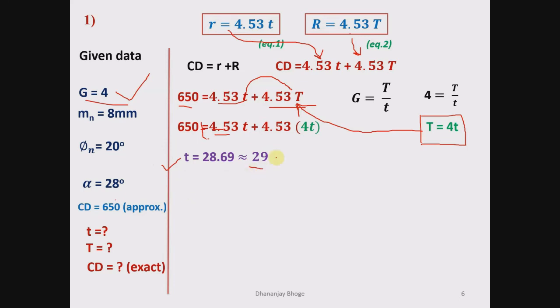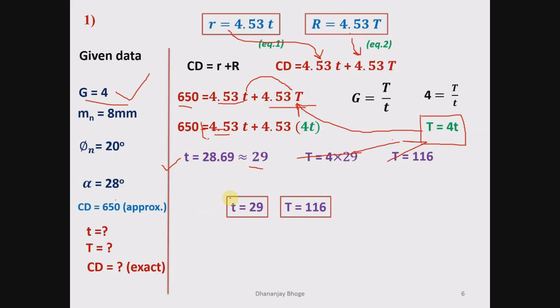Now how much will capital T be? Use this equation. It's 4 times small t. How much is capital T? 116. Very good. So we have the number of teeth: on the pinion 29 and on the gear wheel 116. Small t is 29, capital T is 116. So we are done with the first part. We have determined the number of teeth on pinion and gear wheel.